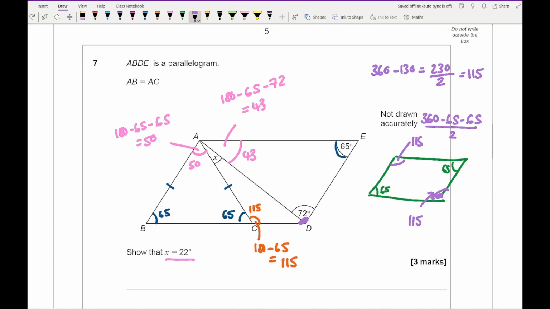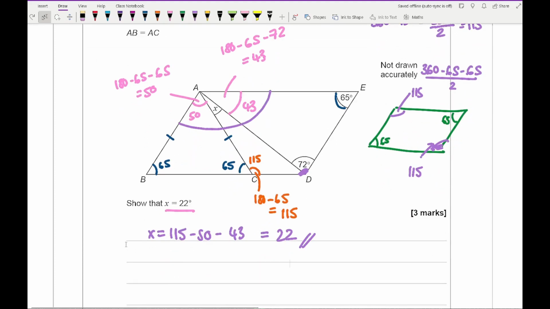So then I know that this angle here must add up to 115. So then if I do x equals 115 minus 50 minus 43, it leaves me with an answer of 22. And again, you could get there a lot quicker. I'm just showing you two ways in which you can work out any particular angle.